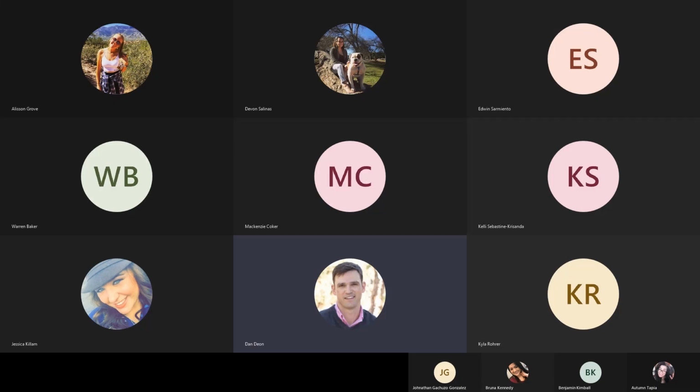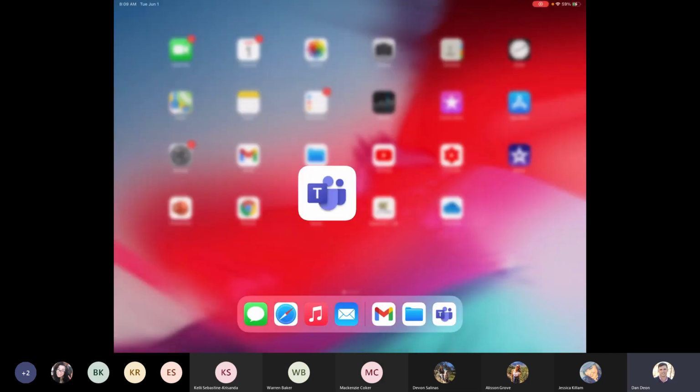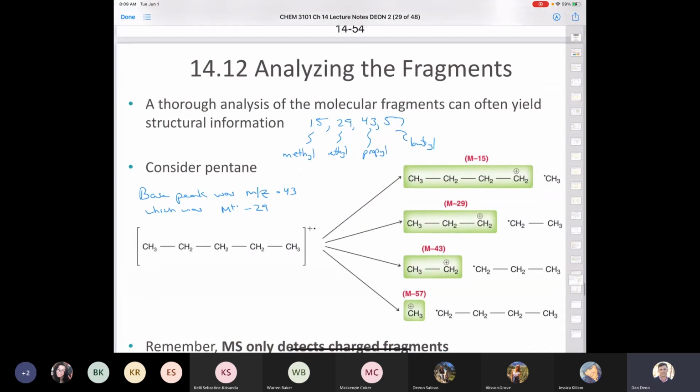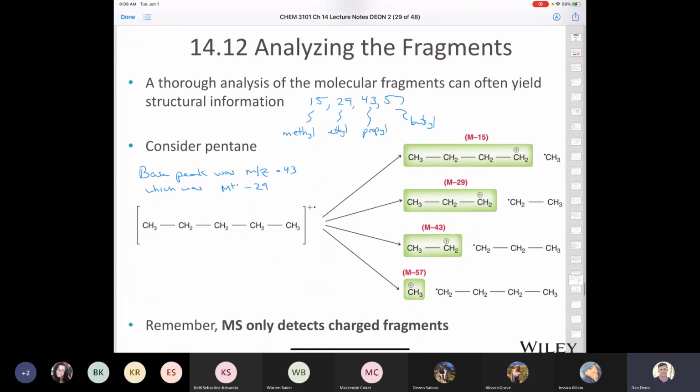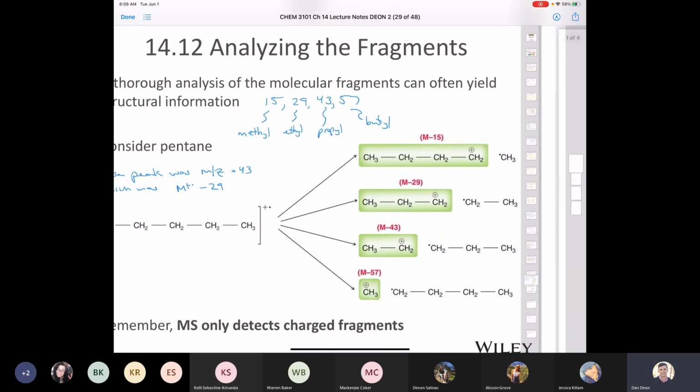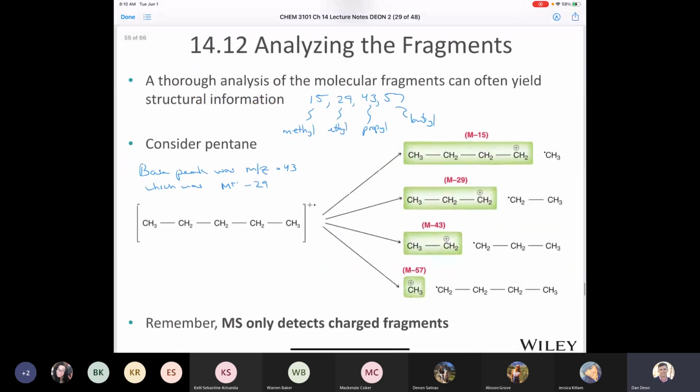Okay, so Chemistry 3101, this is where we left off last class, was discussing section 14.12, which deals with analyzing fragments. Remember that when you take an organic compound and you put it in a mass spectrometer, what's going to happen is you're going to hit that molecule with a high energy beam of electrons, which is going to knock an electron off of the molecule, which causes it to form a radical cation.